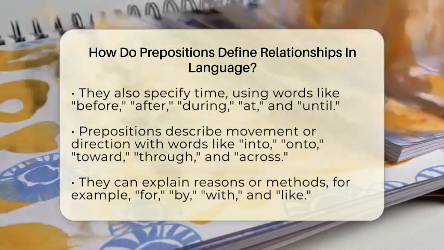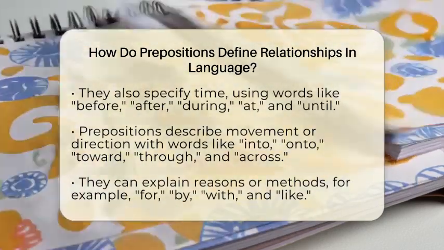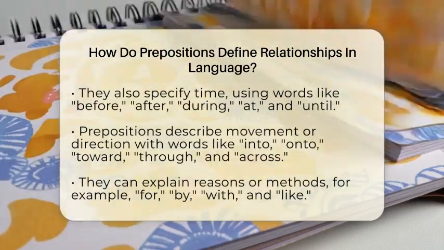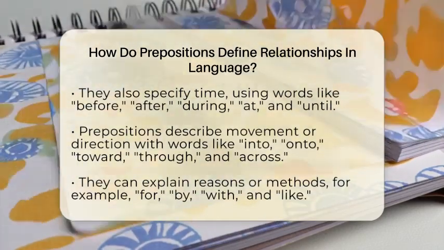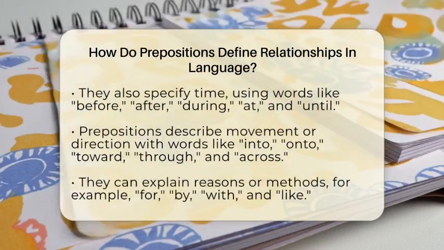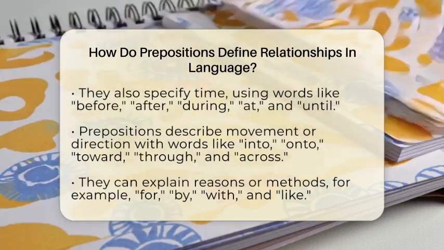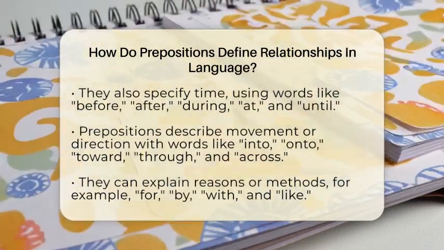They also help us talk about time. Words like before, after, during, at, and until specify when something happens. For example, "we will leave after lunch" uses "after" to tell us the timing. These words make it easier to tell stories or plan events.